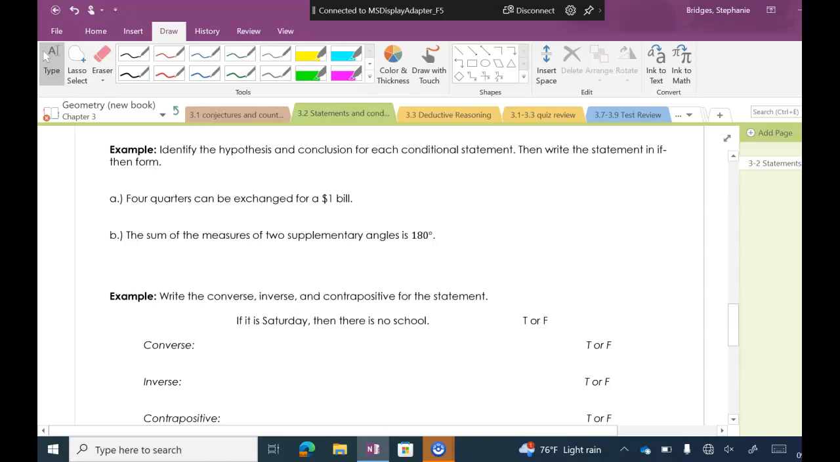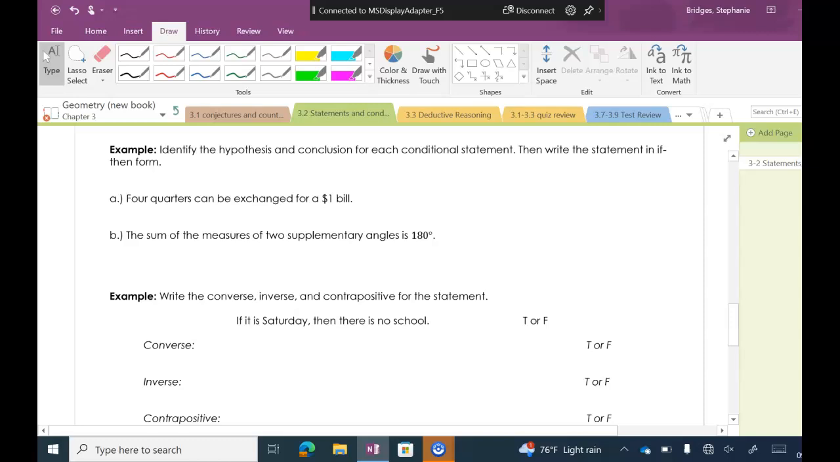Okay, these are written in a little bit of a different form. It's asking us to identify the hypothesis and the conclusion, but it's not written in an if-then form, so we're going to have to change it. Some of these you can go either way. Some of them you have to be very careful with. So what does A say? It says 4 quarters can be exchanged for a dollar bill, right? So we need to be able to write that in if-then form.